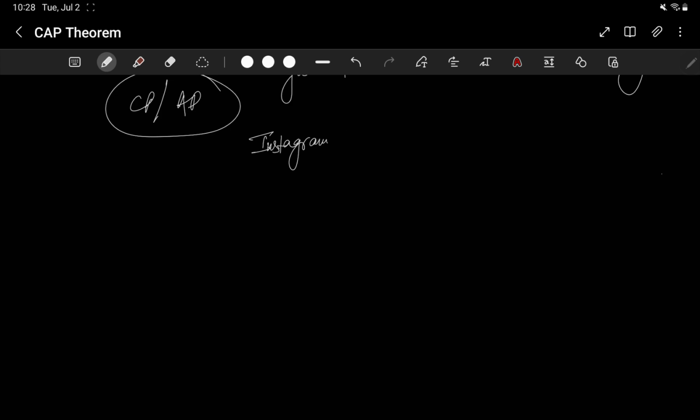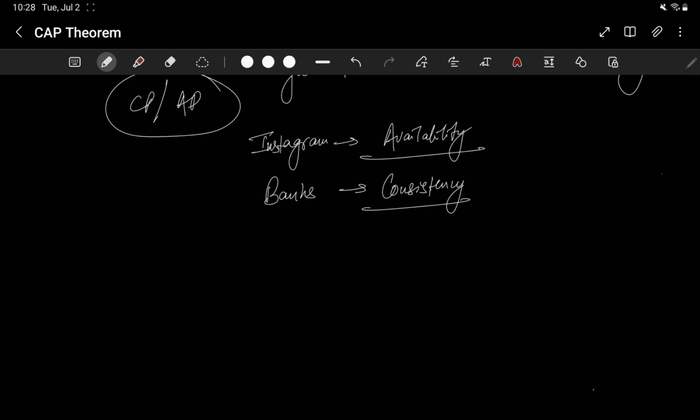Because for systems, let's say like Instagram, consistency is not important. So availability is important for them because they want their users to experience availability. But for systems like banks, availability is not important. Availability can be compromised, but consistency cannot. So for them, consistency is important. For Instagram like systems, availability is important. For banks, why consistency is important?